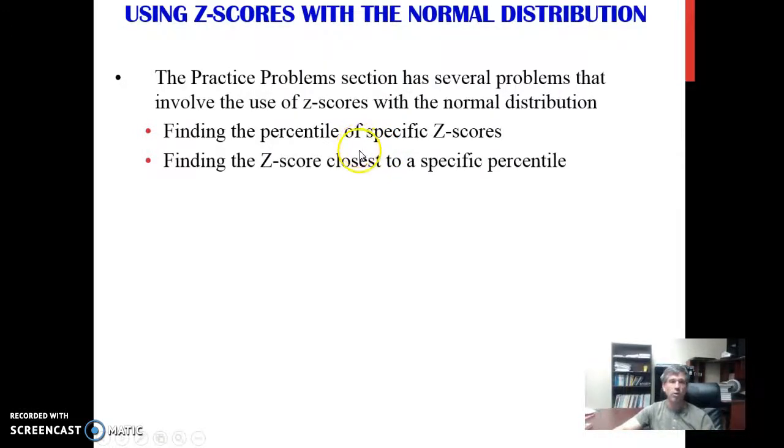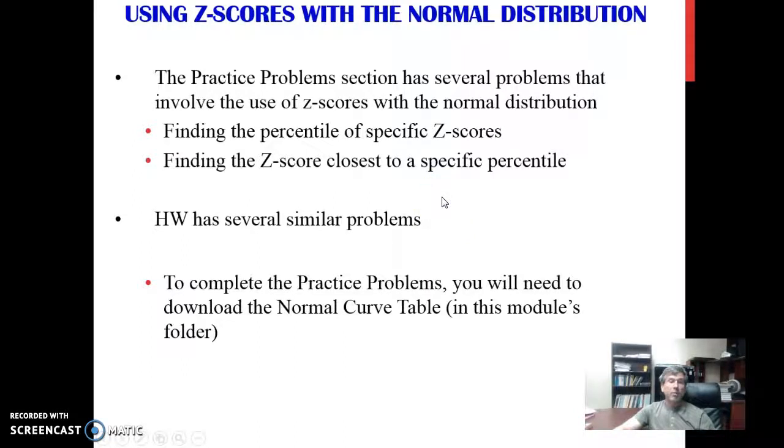What's the minimum z-score you need to be in that bottom 10%? So we take percentiles we're interested in and find z-scores that match on them as well. There are several problems like this in the homework and the textbook as well. Again, for your practice problems, your practice quiz, you'll have to download that normal curve table.